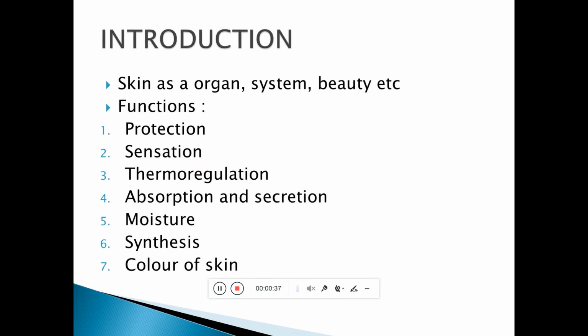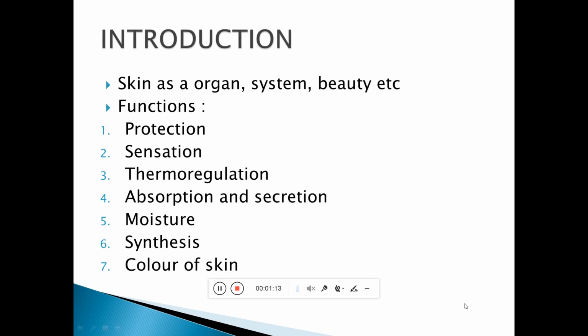The skin also has these four basic tissues, and in this way it is also considered an organ. It has a lot of functions, which are already listed, and in this way it works like a system. We know the skin is also one of the organs of beauty. There are so many things: color of the skin, characteristics of the hair, characteristics of the nails, so many parts. They are part of beauty.